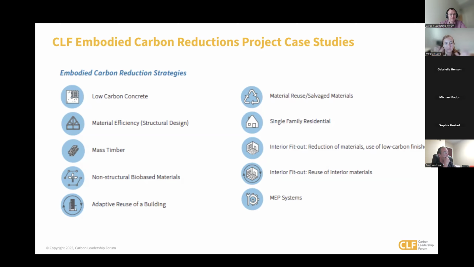So in addition to sort of range of projects, we wanted to see a range of reduction strategies highlighted. So we asked for projects to select whether they use low carbon concrete, material efficiency, mass timber, non-structural bio-based materials, adaptive reuse, material reuse, and low carbon finishes. In reality, most projects used multiple of these. I'd say there are some adaptive reuse projects that really just focused on adaptive reuse, but most projects use multiple strategies.